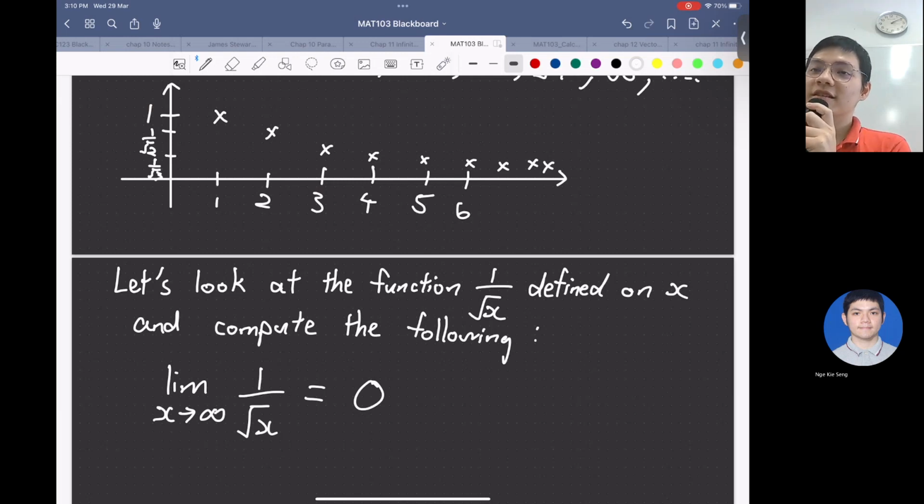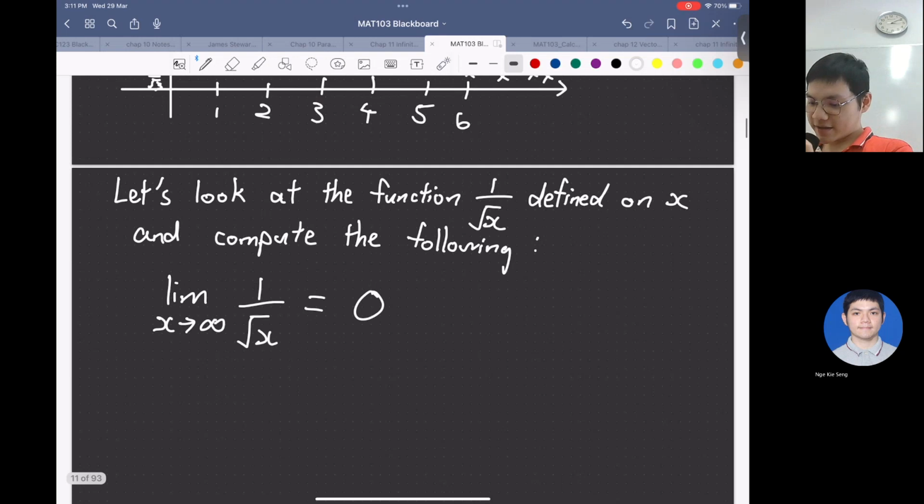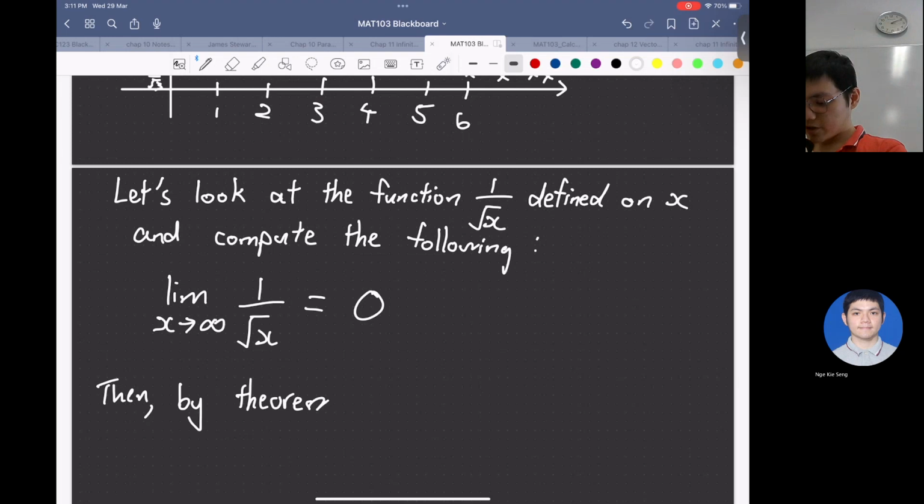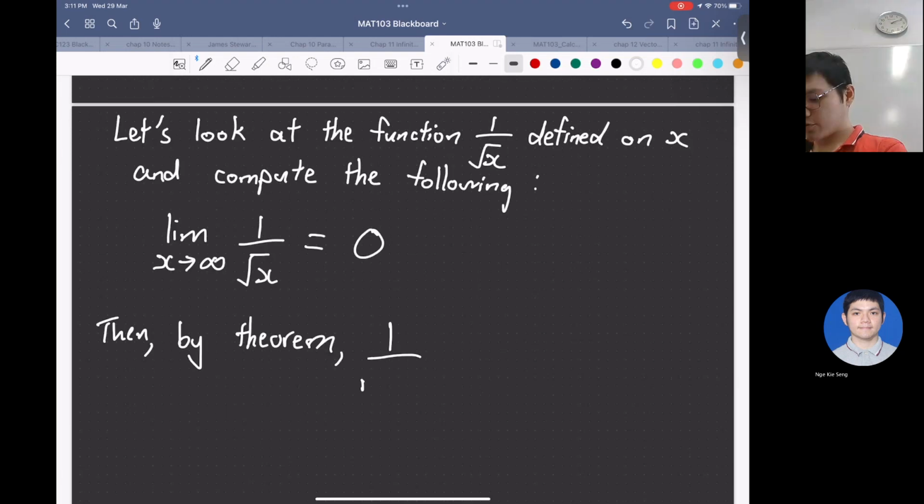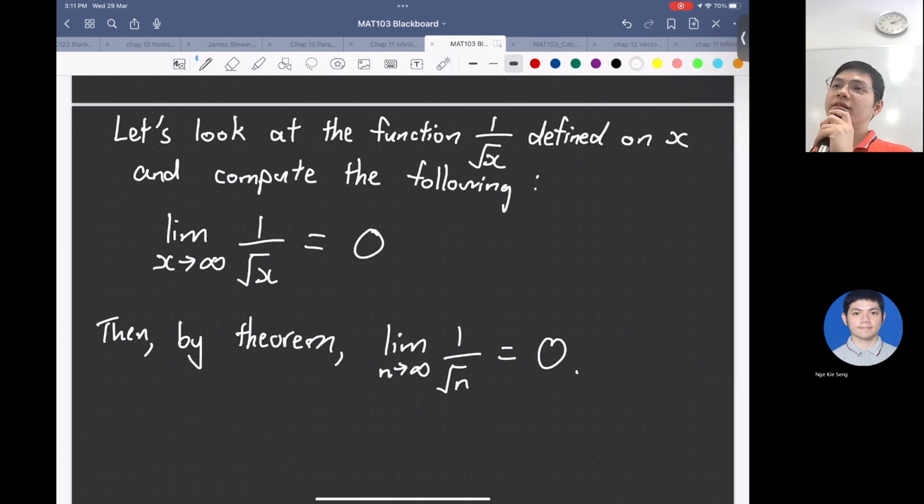Even for limits of real valued functions, there's also a rigorous way to do it. We call it the epsilon delta definition, but we don't do it here. We assume you know how to compute from calculus 1. If from calculus 1 you compute this one is 0, then it should be 0. So from calculus 1, we know that this limit is 0. Then by the theorem, if we change the domain to natural numbers, the limit is also 0.